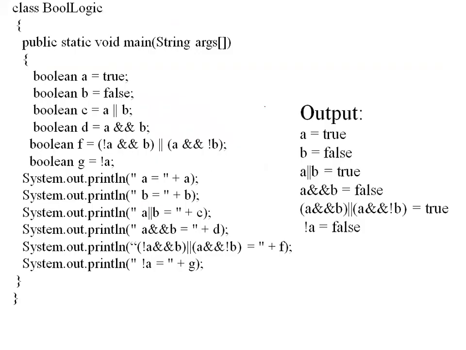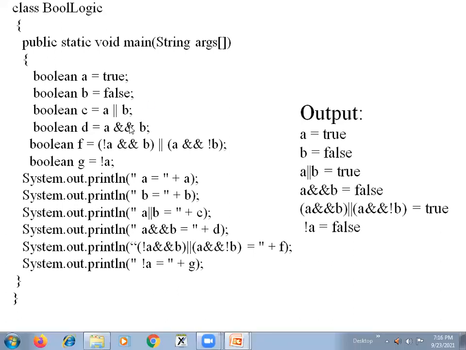So if we look at a simple example program, this is how we can use these logical operators. Two Boolean values I am taking here: A is equal to true, B is equal to false. Then if I write C is equal to A or B.